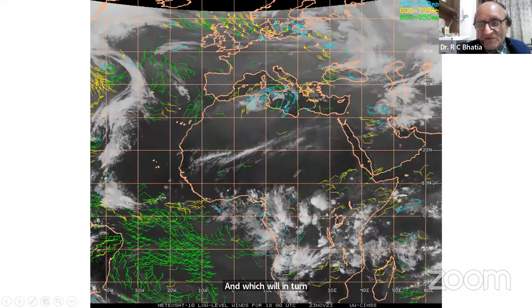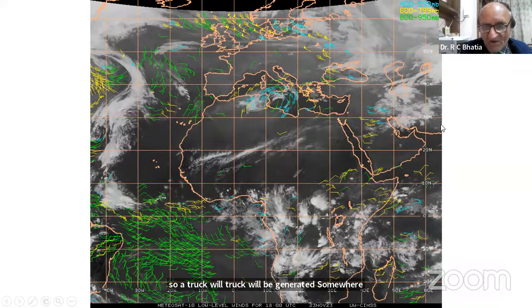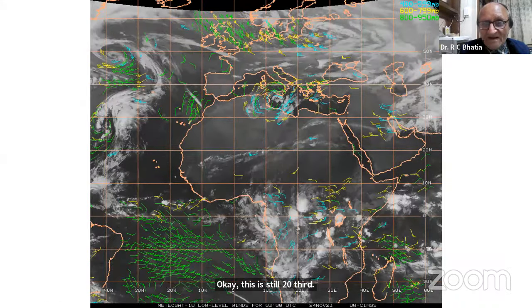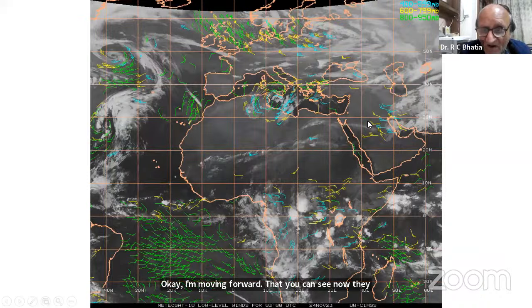Of course, this is the next image. You can see now it has moved this side. So a trough will be generated somewhere here after it moves. Okay, this is still 23rd. I'm moving forward. You can see now this has gone up. This is the jet, and this indicates that the process of ridge formation has started now here.